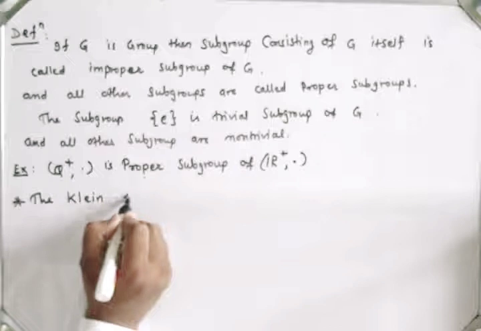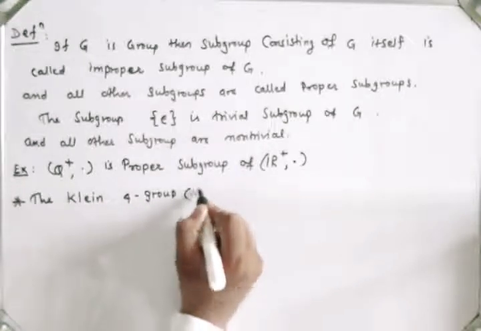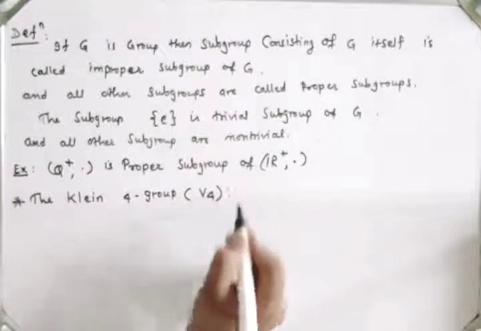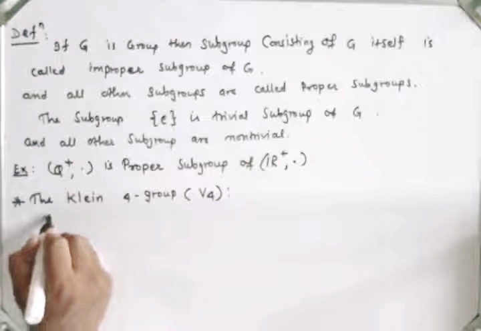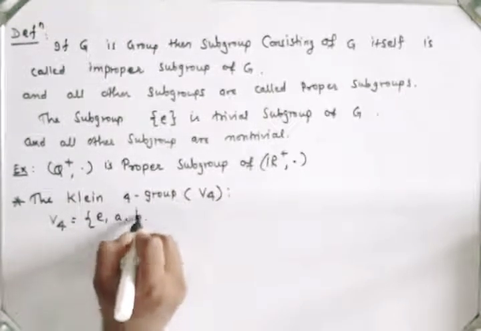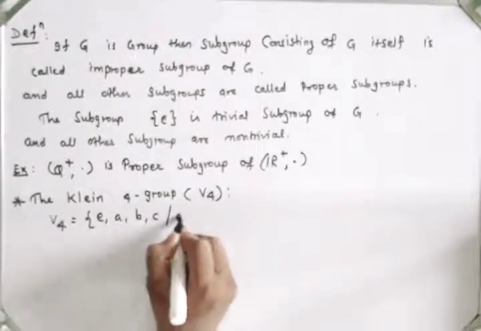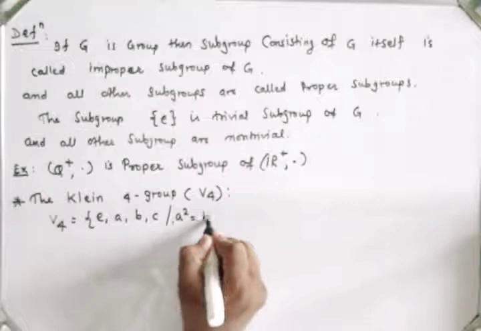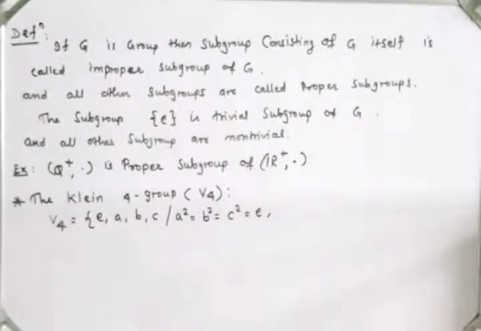Klein 4 group, denoted by notation V4, which has 4 elements: identity, A, B, C, whose property is A square is equal to B square is equal to C square is equal to identity.